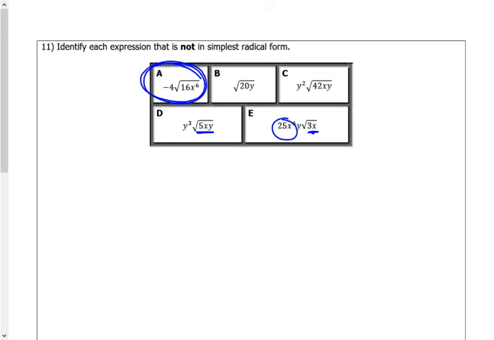20, that does break down. 20 breaks down to 4 and 5, 2 and 2, and there's a pair I can pull out. So this one can be simplified more.